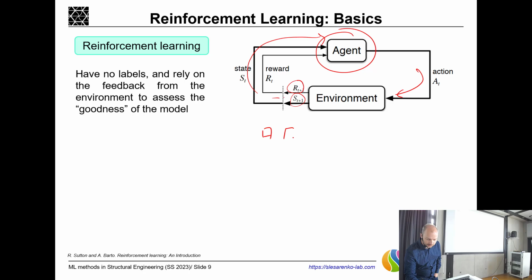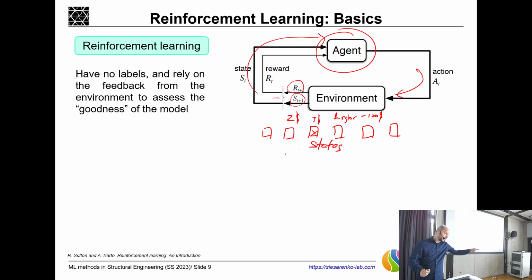Okay, we have, let's say, squares, and we have 2 coins here. I don't know, $2, $3. We get some, I don't know, burglar here that will give us minus $100. And now we're in this state, and what we can do, this is a state. And what we can do, we have 2 actions, let's say. We can go left and we can go right.